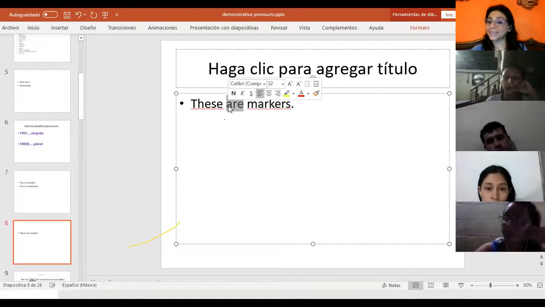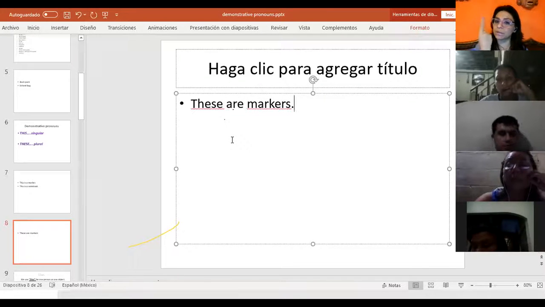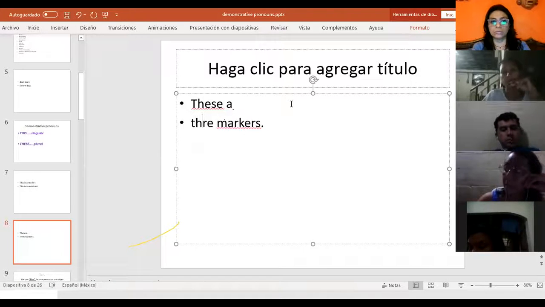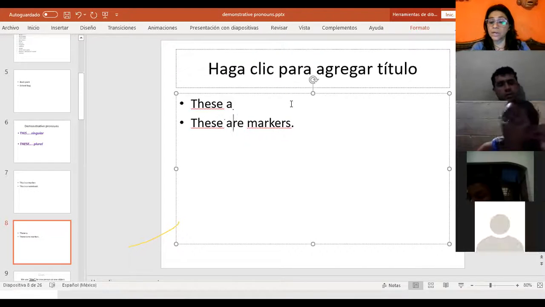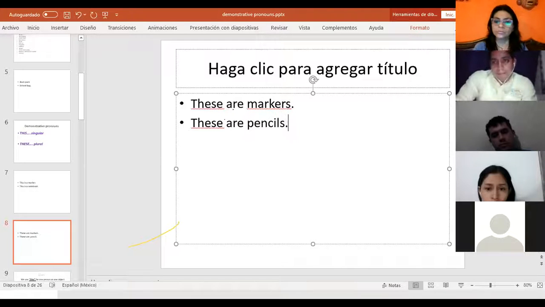También le omití el a porque no tendría sentido si yo le estoy hablando de these, estoy hablando de are. Porque a me denota uno. Okay, entonces elimino el A y le agrego la S. ¿Ya? Para que todo sea plural. These are markers. ¿Yes? Y si queremos decir these are pencils. These are pencils. Sí, lo pongo.